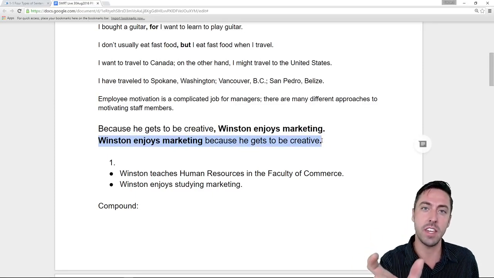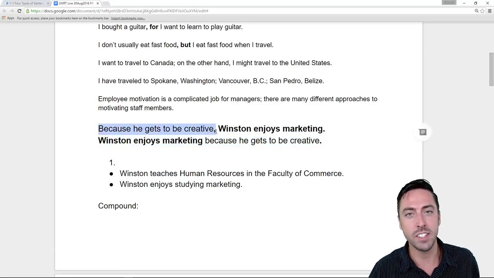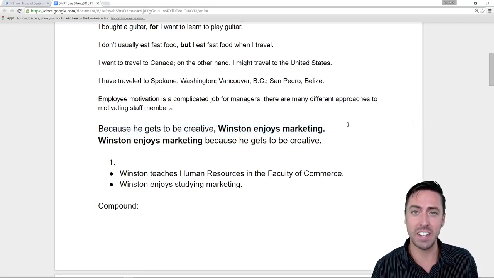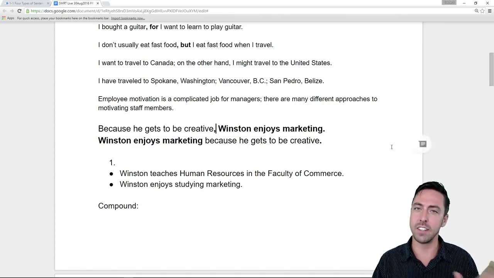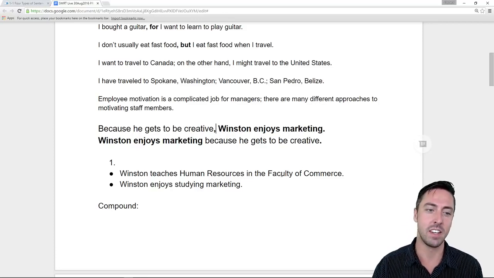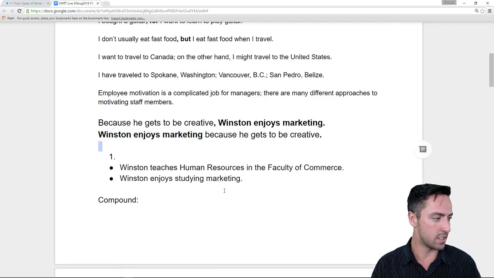It is only when we begin with the dependent clause, because he gets to be creative, right here, this is the dependent, because he gets to be creative, Winston enjoys marketing. When I begin with that dependent clause, I do need this comma here. So it doesn't matter which order they go in. The only difference is if I begin with the dependent clause, I do use a comma. If I begin with the independent clause, the comma is not necessary. I do not need it. Let's see here.